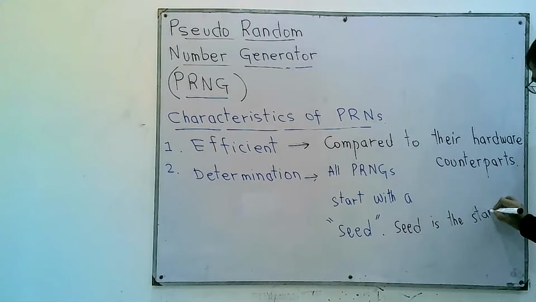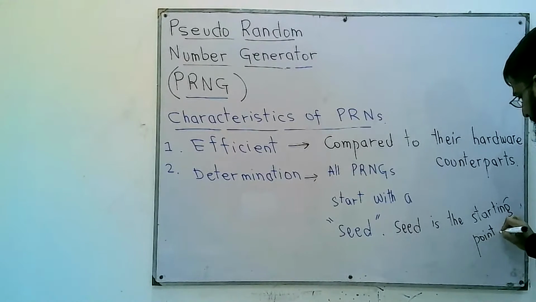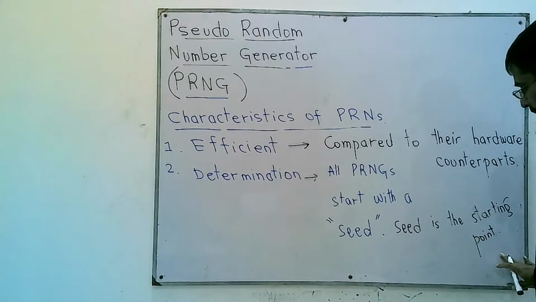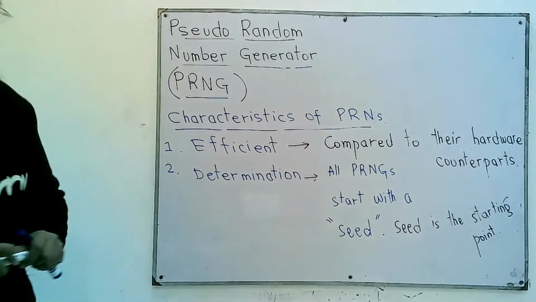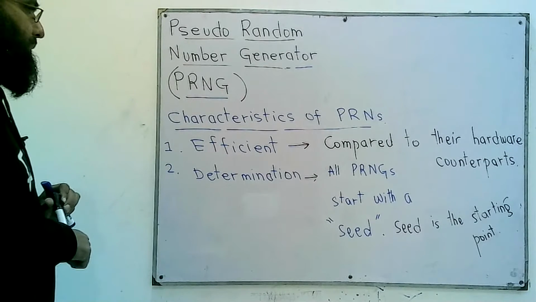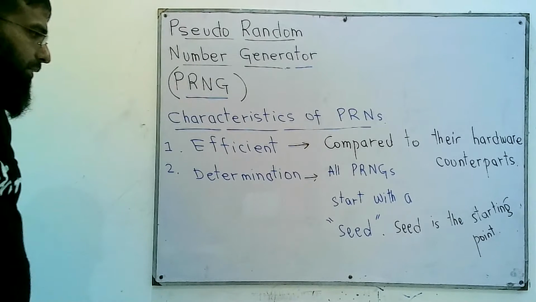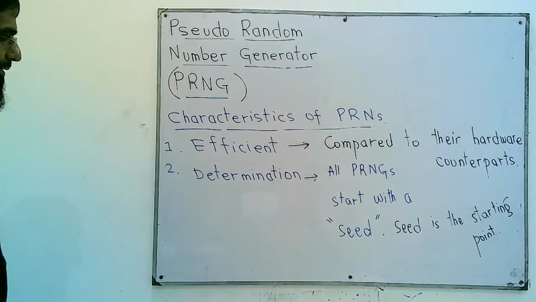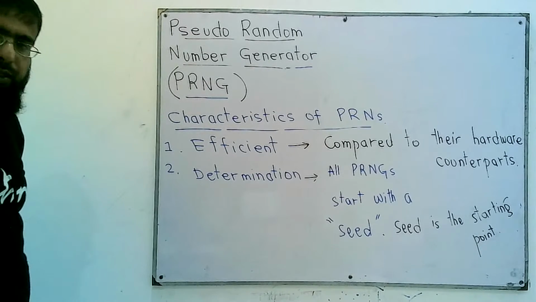Seed is the starting point. So if we know the seed, the starting point, we can know the whole next sequence of numbers that will be generated. So determination is another characteristic. So seed should be secret. If seed isn't secret, anyone who knows your algorithm, your computer program, can know the next sequence of your random numbers.